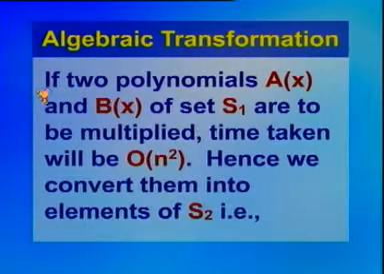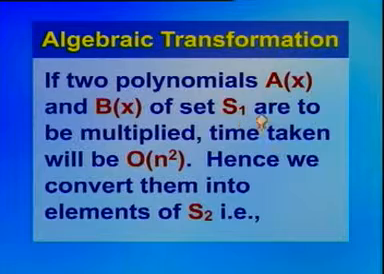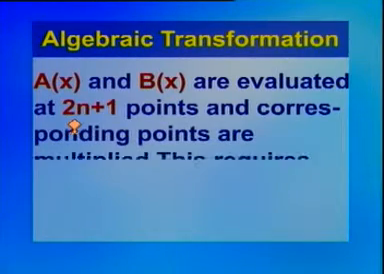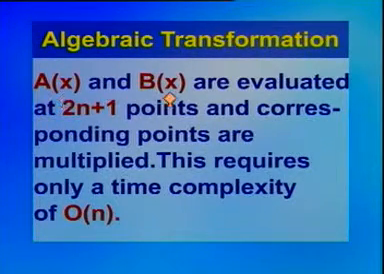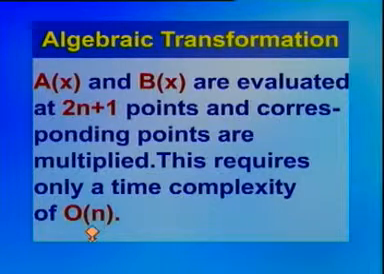Now, if two polynomials a of x and b of x of set S1 are to be multiplied, the time taken will be O of n square. Hence, we convert them into elements of S2, that is, polynomials at 2n plus 1 points. Therefore, a of x and b of x are evaluated at 2n plus 1 points and corresponding points are multiplied. This requires only multiplication of corresponding points, and the time complexity is O of n.